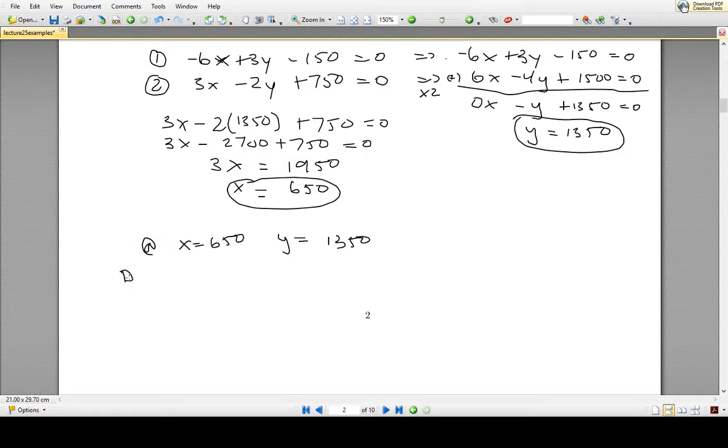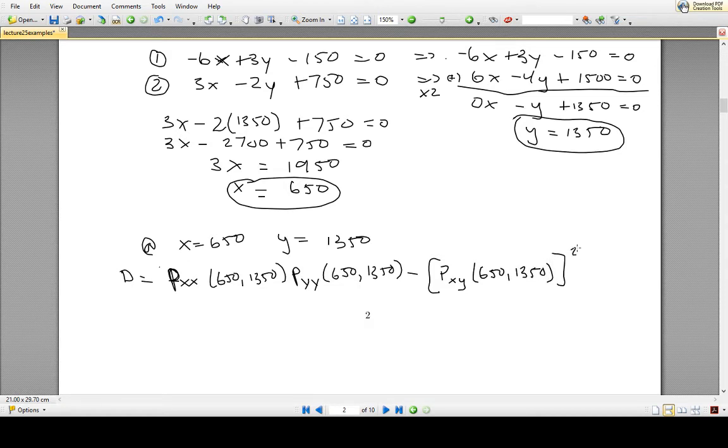equal to. D is equal to the second derivative of, actually, let's change this to a p. D is equal to p_xx at (650, 1350) times p_yy at the point (650, 1350) minus p_xy at the point (650, 1350) squared.